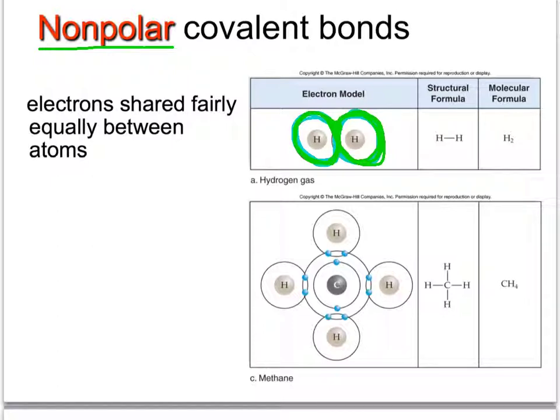So here I have the structural formula for hydrogen gas. If I draw a line down the middle of it, I can see that it looks the same on both sides. It's symmetrical. The same can be said with methane. If I draw a line down there, you see a mirror image on both sides of the structural formula. Same here, mirror image on both sides of the structural formula. So these electrons will spend equal amounts of time around all of the atoms within the molecule.